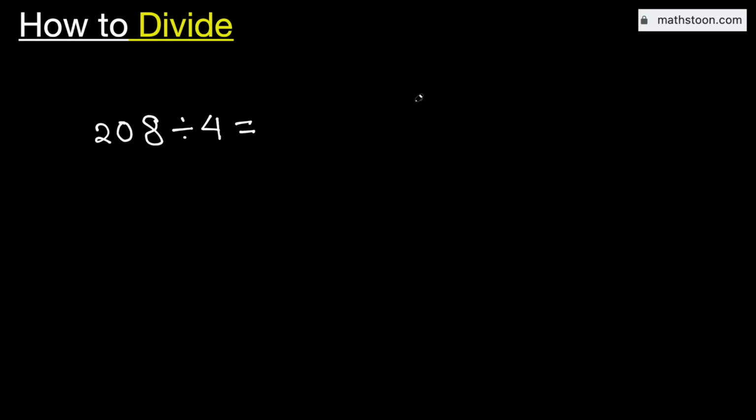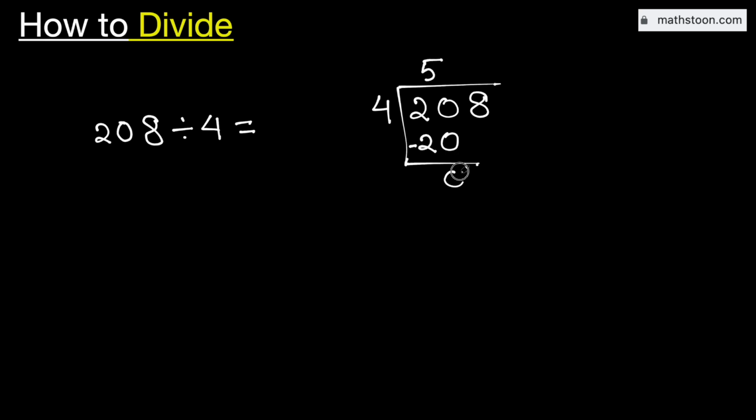Let's learn how to divide the number 208 by 4 using the long division method. See that 2 is less than 4. That is why we will consider the number 20. We know that 4 times 5 is 20. Subtract, we get a 0.